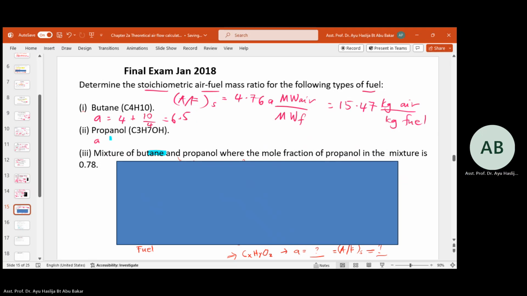Yes, correct. Make sure you tulis juga unit dia. So this system need that amount of air for 1 kg of fuel. Then try proceed for number 2, where it has oxygen.